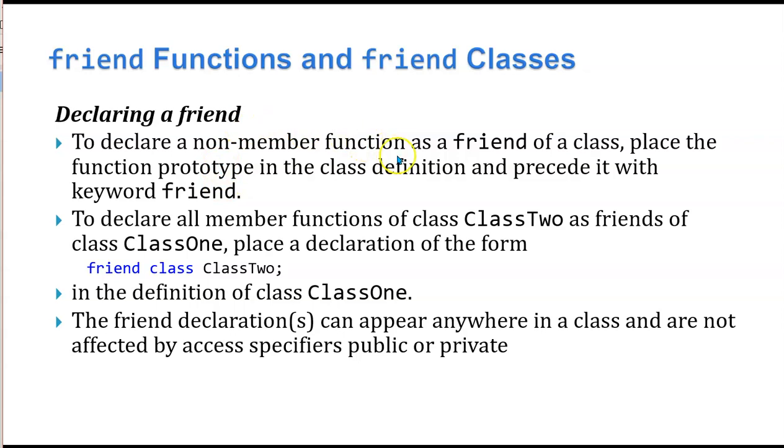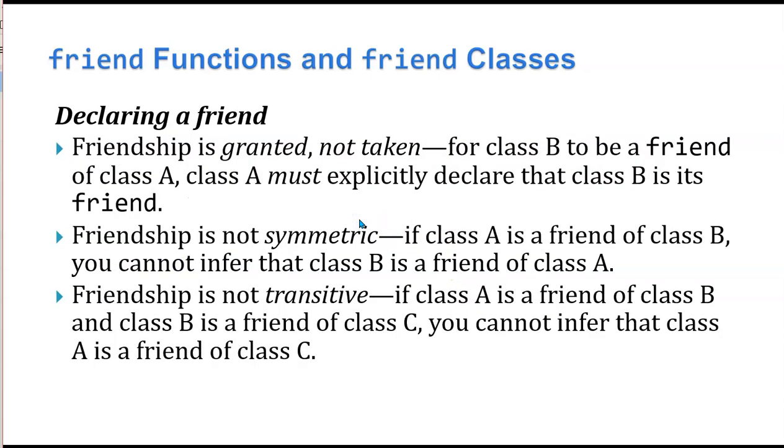To declare a friend function, we place the function prototype in the class definition and precede it with the keyword friend. To declare all member functions of class 2 as friends of class 1, place a declaration of the form friend class 2 in class 1. The friend declaration can appear anywhere in a class and is not affected by private and public modifiers.